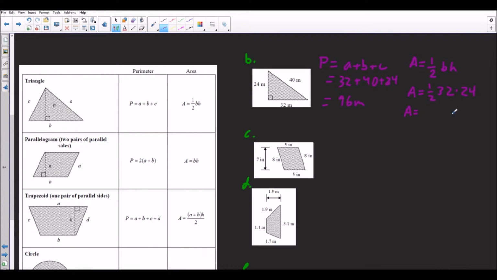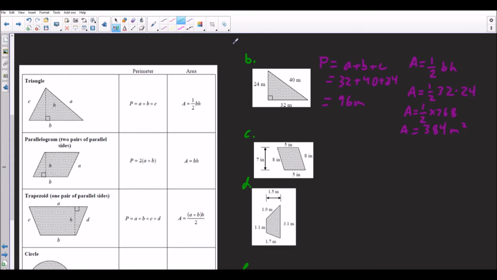is 768. So we have 768 times 1/2. So 1/2 of 768 is just equal to, let's see, 1/2 of 768 is just 384 meters squared. So see, our area is still squared. So that's how many meter boxes you could fit inside this triangle.